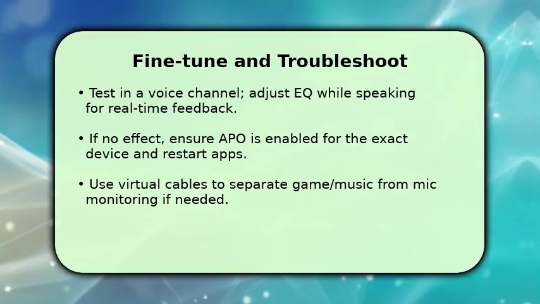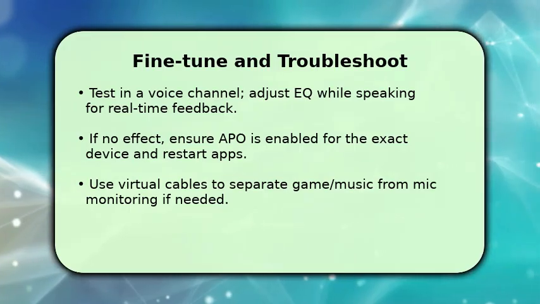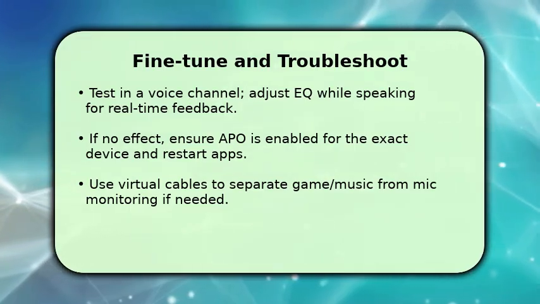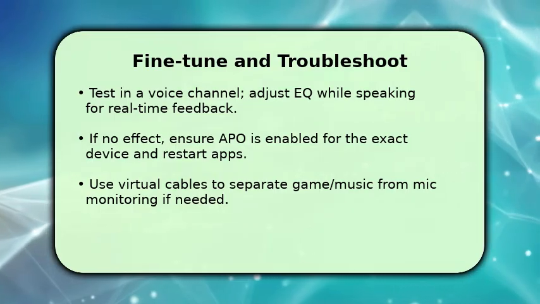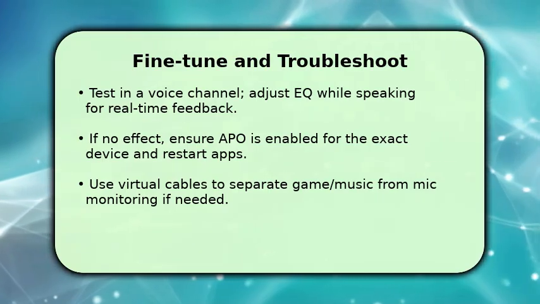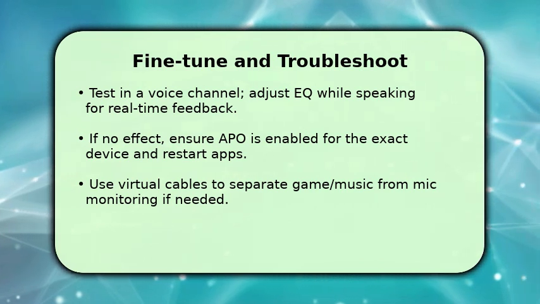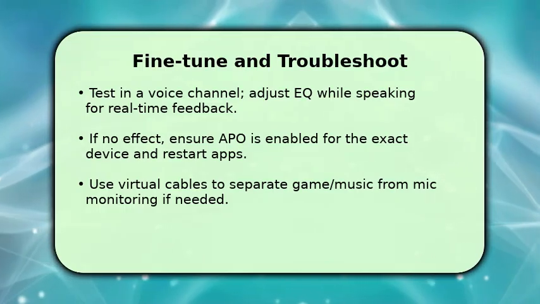Large boosts create distortion, so favor narrow Q cuts or boosts. If you see no change, confirm APO is enabled for the exact device in the installer and restart Discord or Windows. Mismatched devices are the most common failure. If you need separate monitoring or want music unaffected, route playback through virtual audio cables and assign independent APO profiles to get the precise result you want.